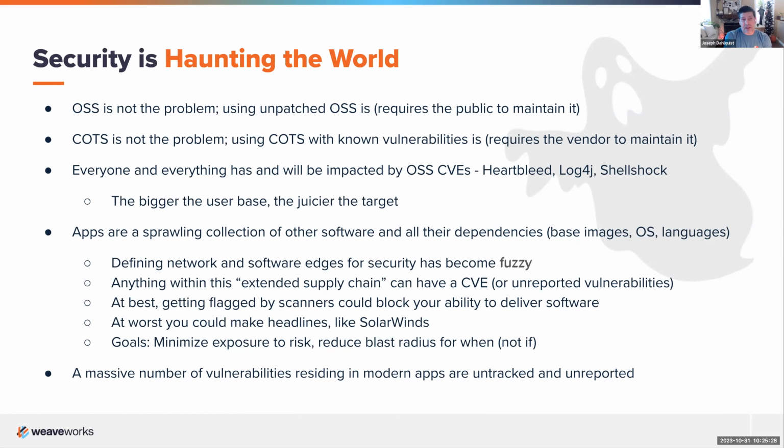But proprietary software isn't the problem either. However, using proprietary software that has known vulnerabilities in it is absolutely a problem, right? But it requires that your vendor maintains that. I think the bottom line is everyone, everything, every business is going to be impacted by open source CVEs, things like Heartbleed and Shell Shock and Log4j.